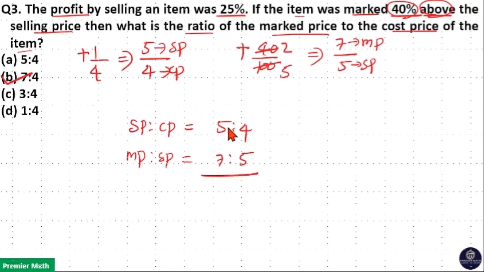Now, if you take the ratio, 5 cancelled, 7 is to 4 is the marked price to cost price ratio. Here the sell price cancels. So, option B is your answer.